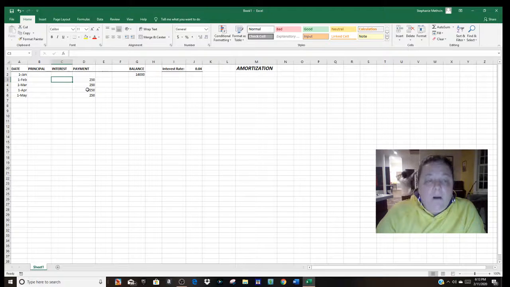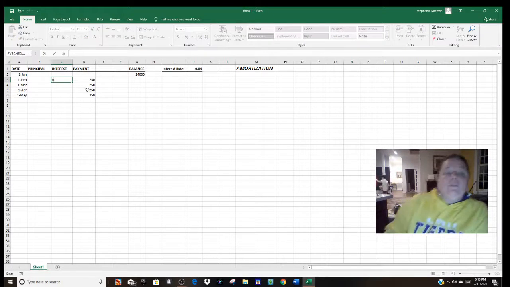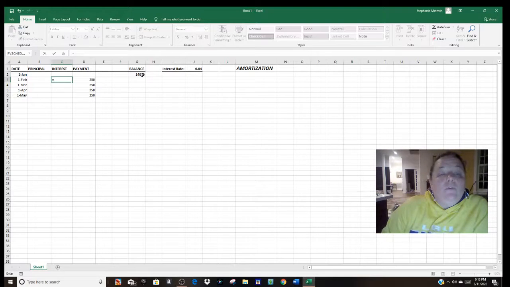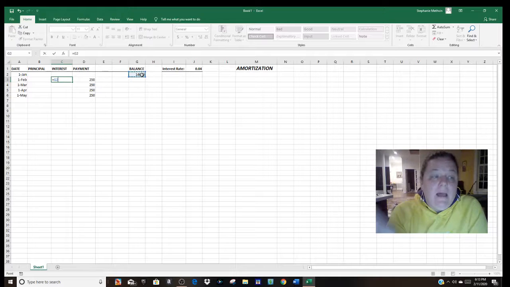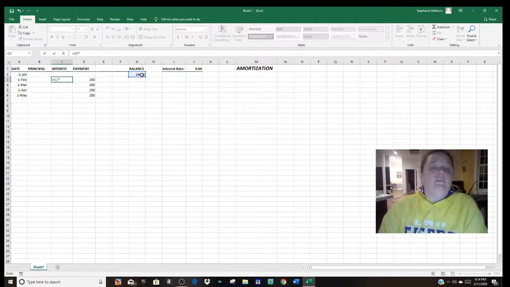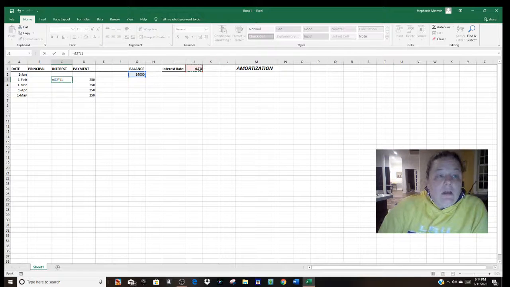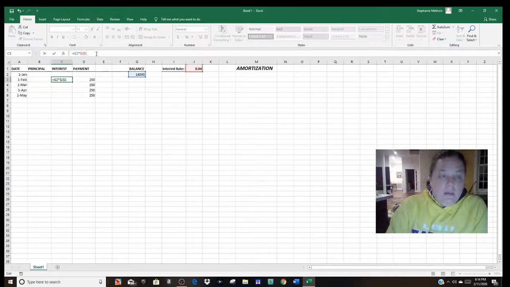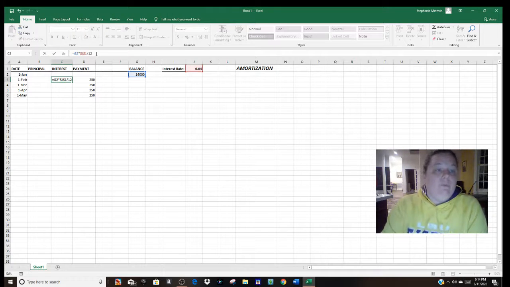So we're going to figure out our interest by saying equals. Remember, a formula always needs to have equals in it. It's going to equal the $14,000, which is what the balance was last month. We're going to times it by J1, but I'm going to put a $ sign right in front of the J and a $ sign in front of the 1. I'll show you why in a minute. Then we want to divide that by 12. Okay? Hope I didn't lose y'all with that.